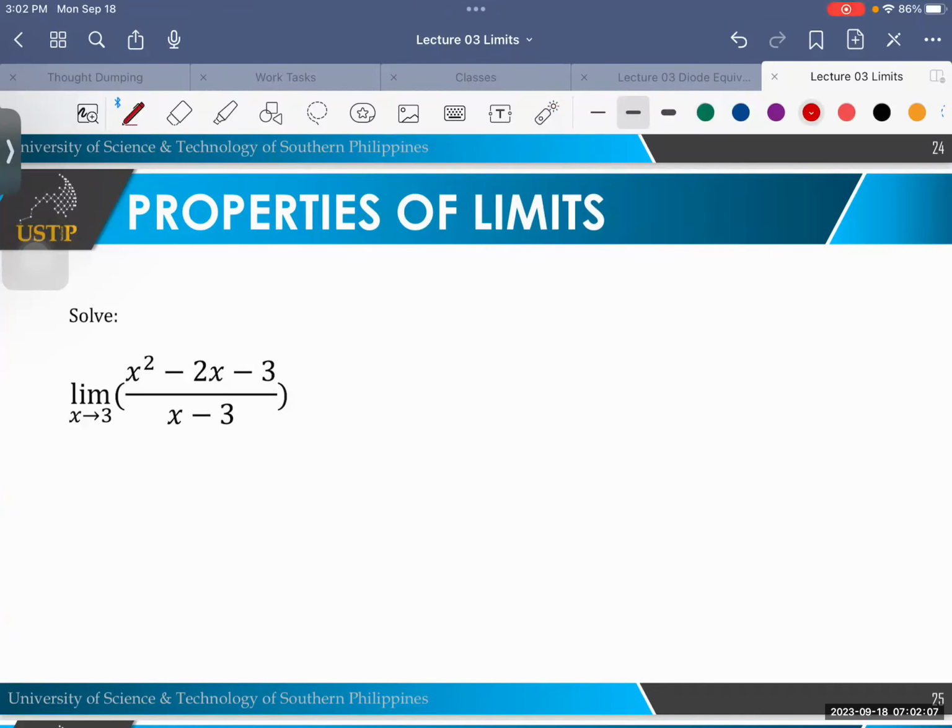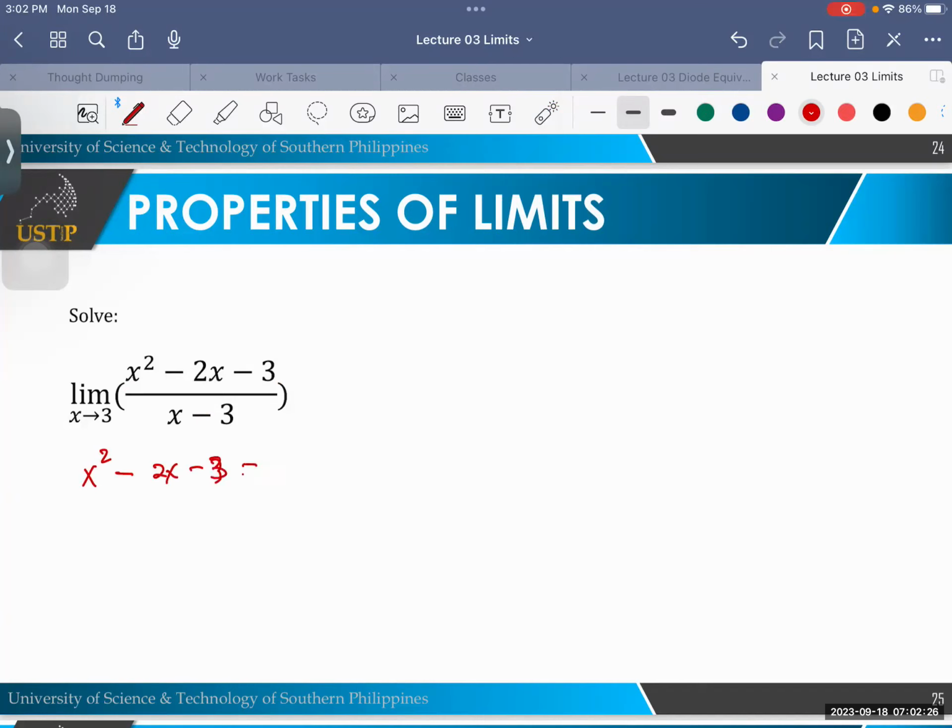So we try to factor that out. Since you can factor the numerator, you want to get rid, basically, of the denominator. It won't be there anymore, so you can substitute the value. Okay, so let's find the factors of x squared minus 2x minus 3. So let's write it down.